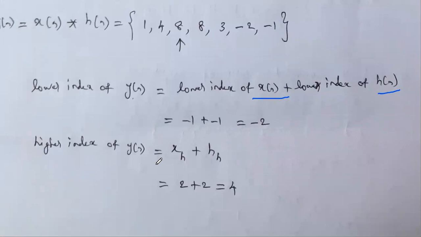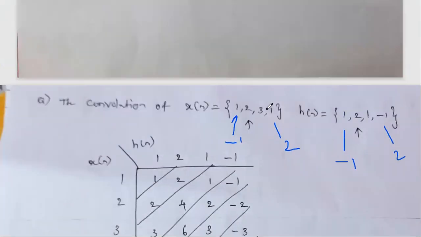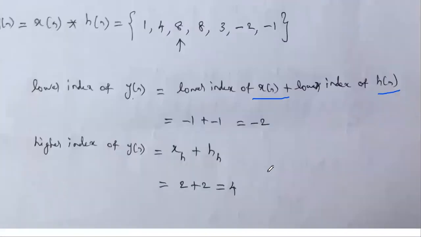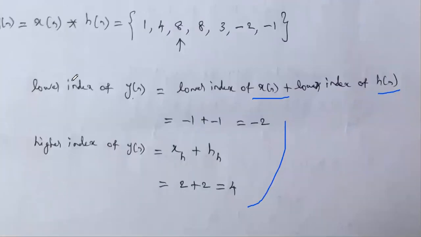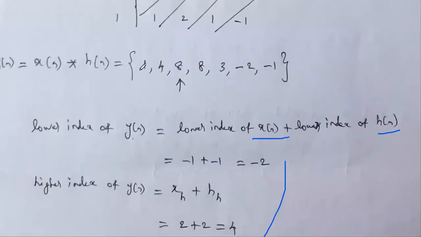Similarly, the higher index of y of n is calculated by adding the higher index of x with h. What is the higher index of x? 2. What is the higher index of h in this problem? 2. So 2 plus 2, 4. That means this y of n starts at n equal to minus 2 and ends at n equal to 4. This is the starting point, n equal to minus 2. If it is n equal to minus 2, what is the next one? n equal to minus 1. So this is n equal to 0. Under this 8, you just put an arrow.